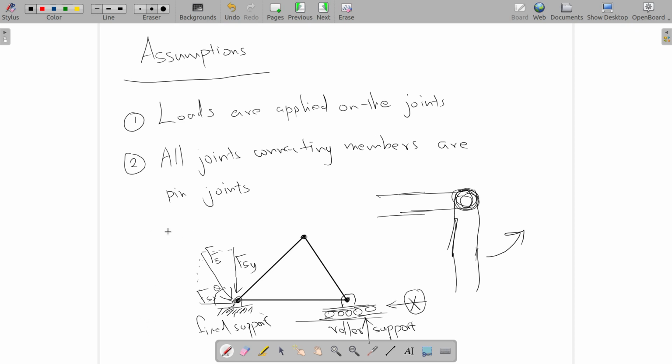Now, because of these assumptions which we make for a truss, when we use the technical term truss, you should automatically understand that these assumptions are applied. Loads are always applied on the joints. All joints connecting members are pin joints.